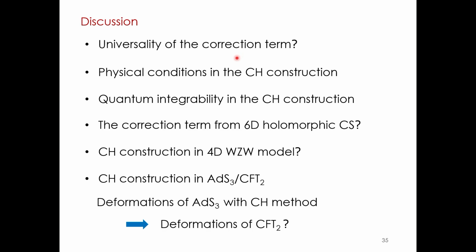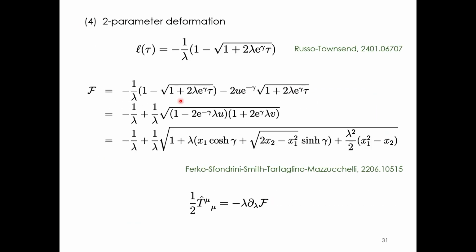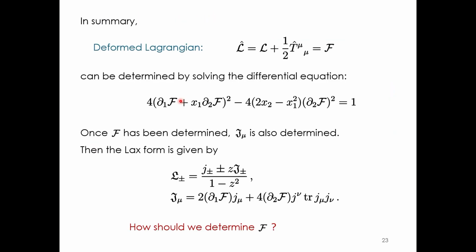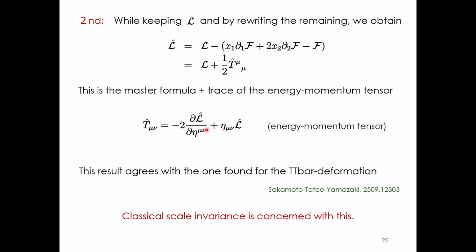Okay, so the second one is the physical conditions in the Courant-Hilbert conditions. I mentioned the physical conditions of the energy momentum tensors in the panel discussion yesterday. Please remember the form of the energy momentum tensor is given by this one. So this L hat is nothing but F. So for general F, this energy momentum tensor is not physical.